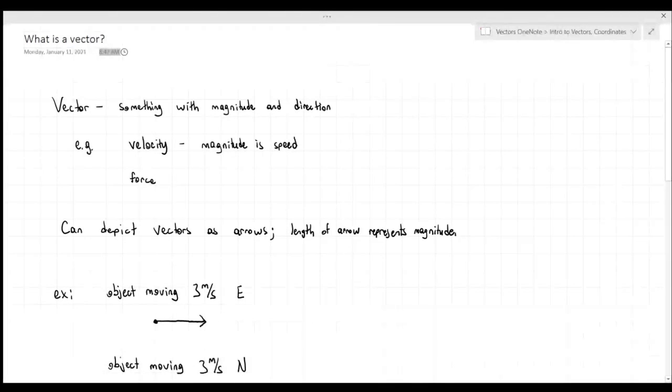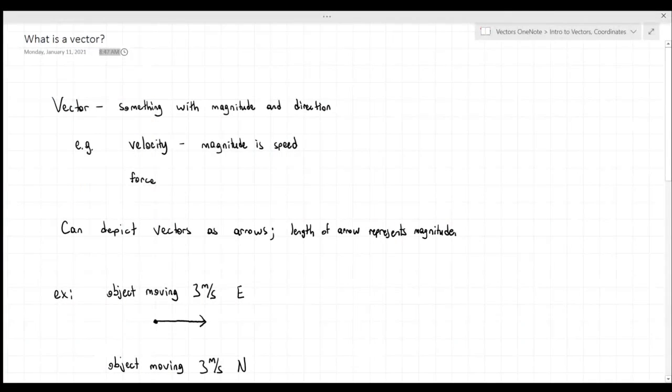First I'm going to talk about what is a vector. Here I've written down a rough definition of a vector. A vector is something that has a magnitude and a direction associated with it. Here I've listed some examples from physics. The prototypical example of a vector would be velocity. Velocity has two characteristics. One is its magnitude, which is just its speed. But velocity also has a direction associated.